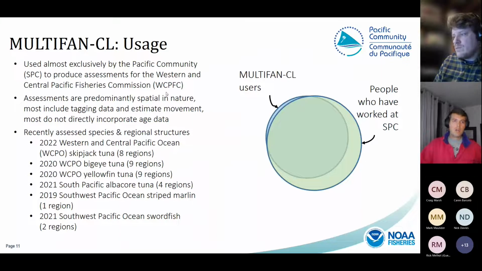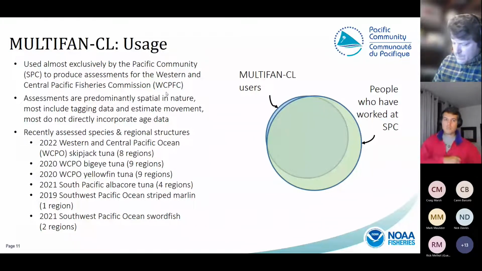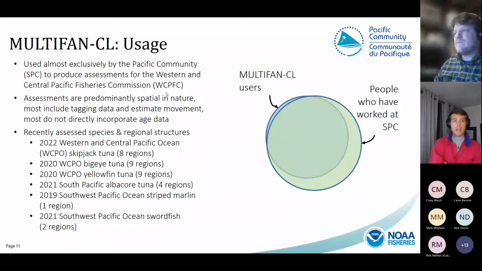In terms of usage, MultiFan-CL is used almost exclusively by the Pacific Community, SPC, to produce assessments for the Western and Central Pacific Fisheries Commission, WCPFC. These are assessments that are predominantly spatial in nature. Most include tagging data and estimate movement, and most do not directly incorporate age data, although in some of the recent assessments, age data is becoming available, so slowly making its way into the models.